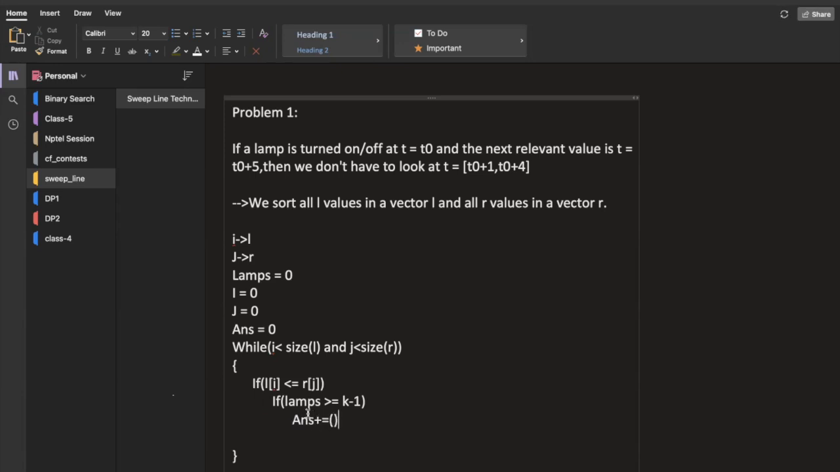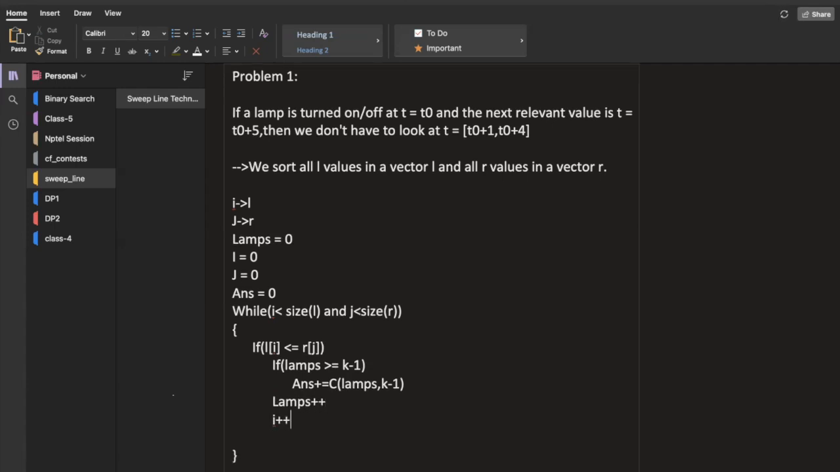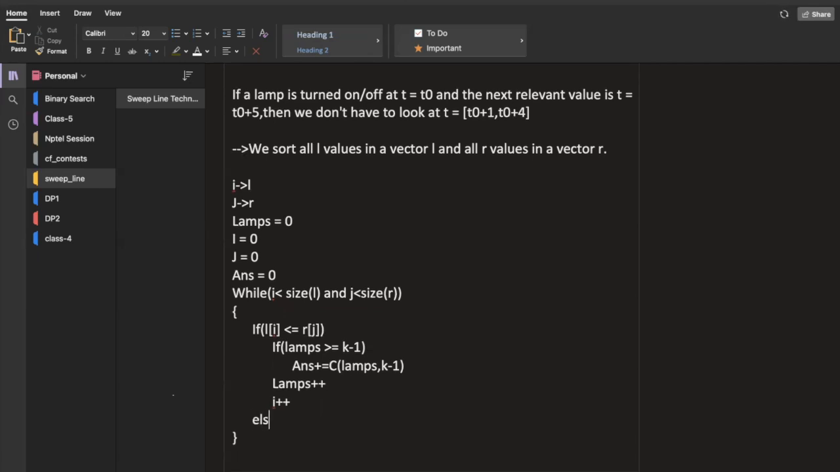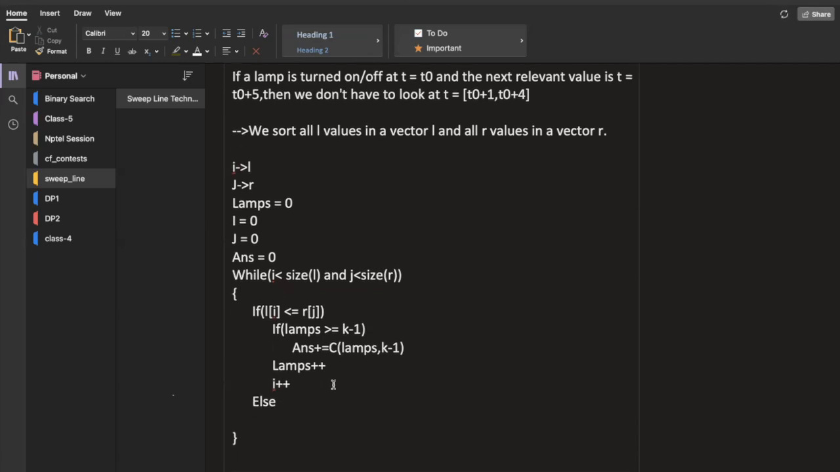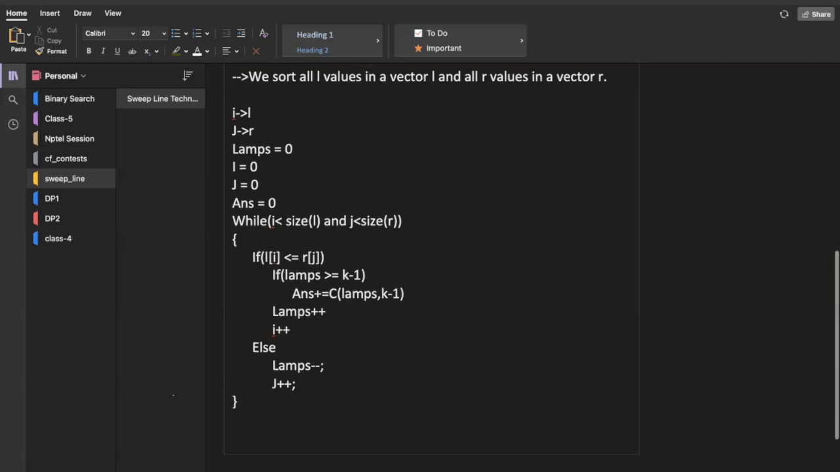So answer plus equals to C of lamps and k minus 1. And then I will increment my lamps, of course. And then I will also increment I. Now, otherwise, what happens is that we have encountered the endpoint of some interval. So we will just do lamps minus minus and j plus plus. And then we will return the final answer.